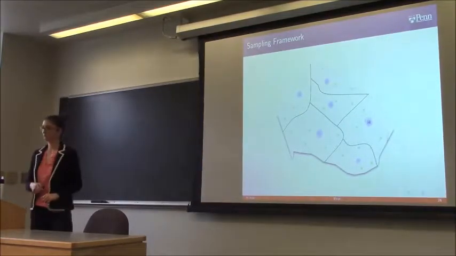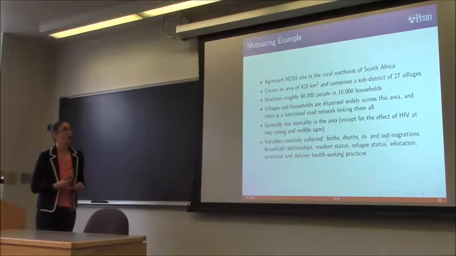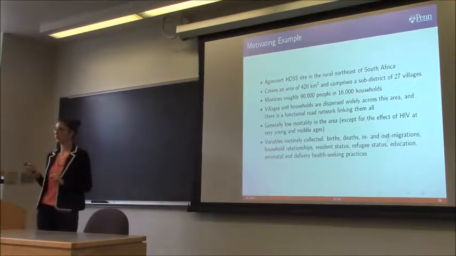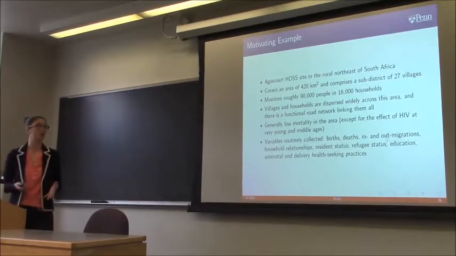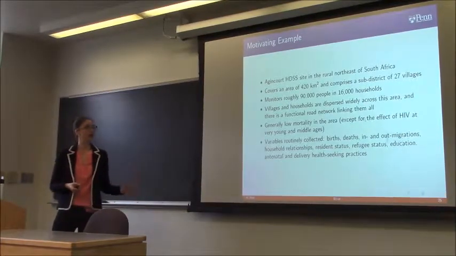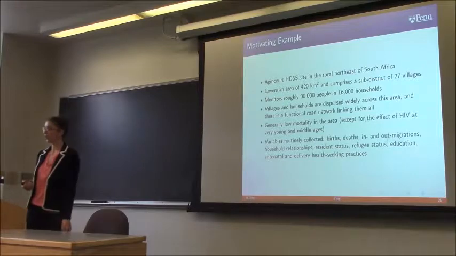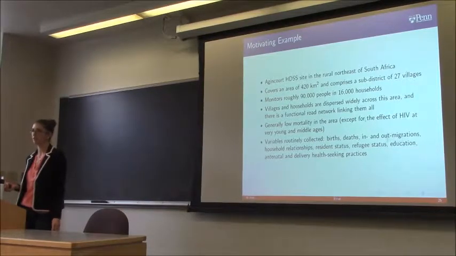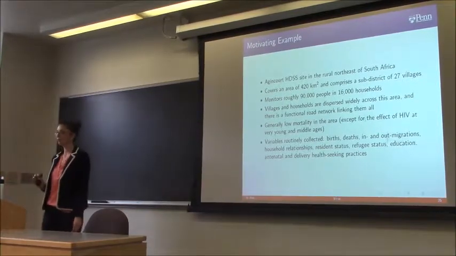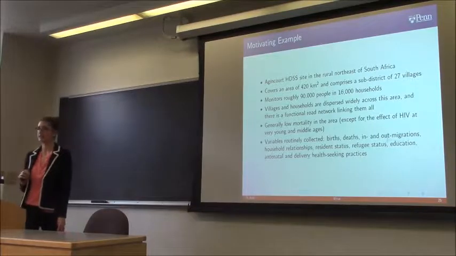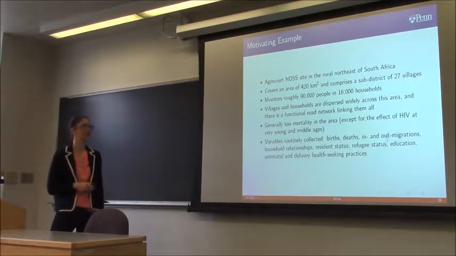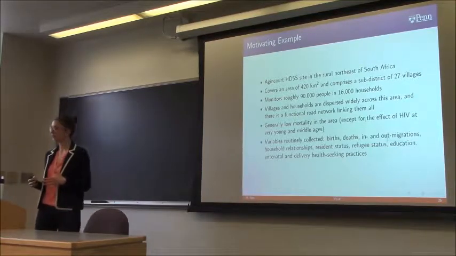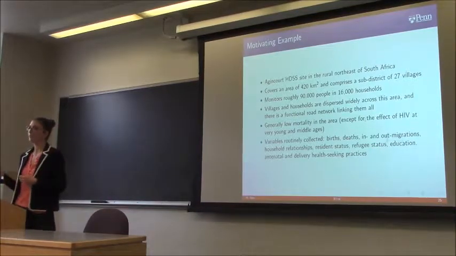Okay, so our motivating example comes from a real-world HDSS site in the northeast of South Africa called Agincourt. It covers an area of about 420 square kilometers and contains 27 villages. It monitors roughly 90,000 people across 16,000 households. As you'll see, I'll show you a map in a second, the villages and households are widely dispersed in this area, but there is a road linking them all.